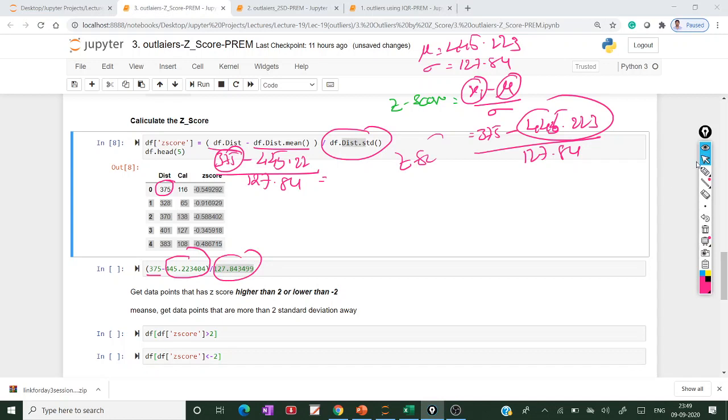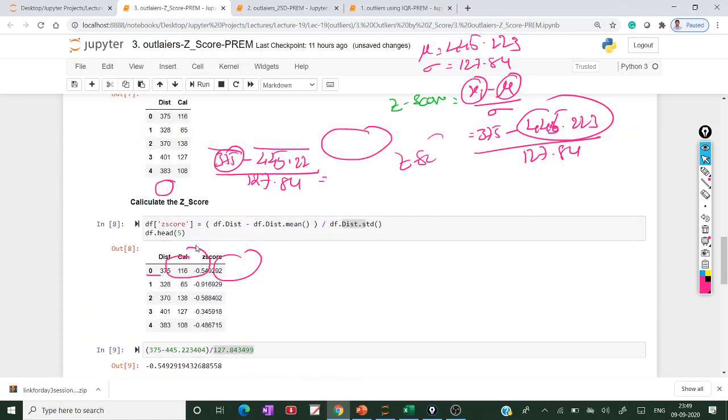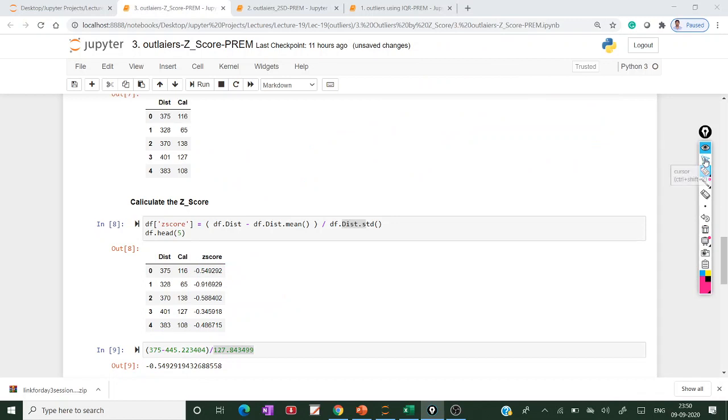You can try this, you can execute this cell. See what value you got. So what is the value we got? See, this is the z score, minus 0.54, and minus 0.5492. So both are the same. So this is the way we have to calculate the z score.